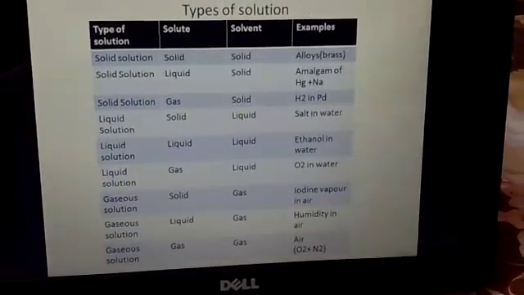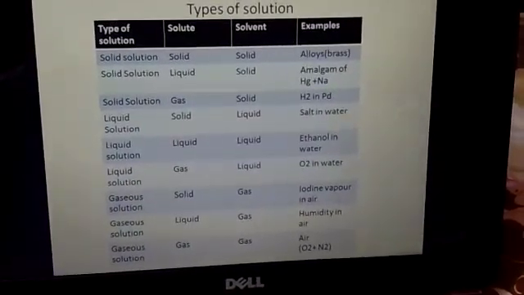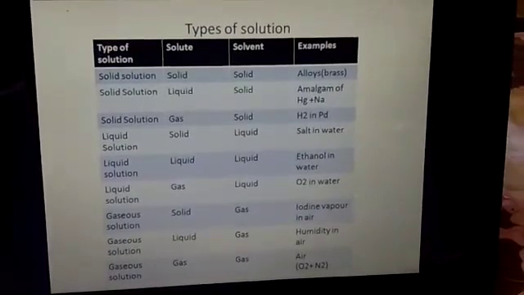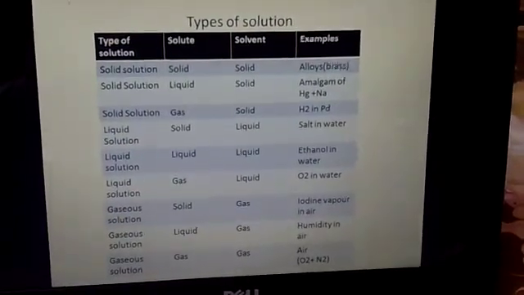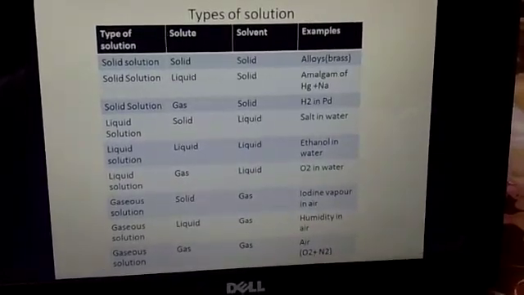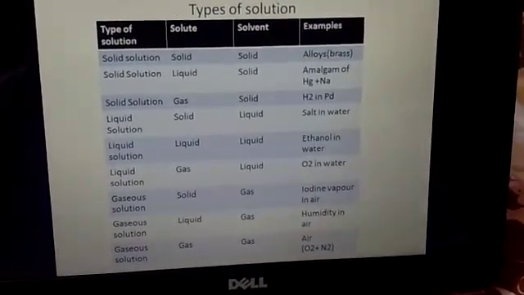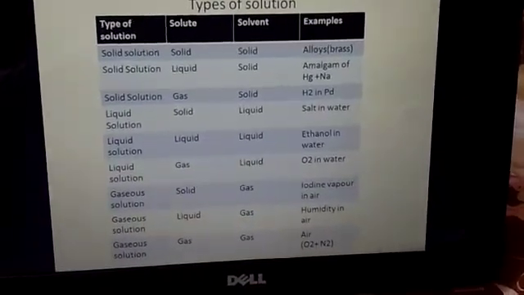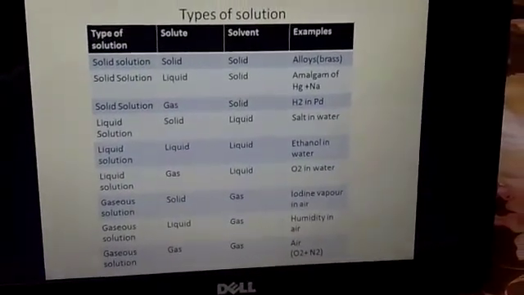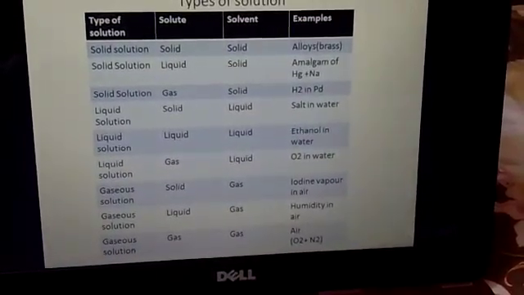Now, if the solvent is solid and the solute is liquid, then the type of solution is liquid in solid. Examples: hydrated salts, amalgam of mercury with sodium. When the solvent is solid and the solute is gas, the type of solution is gas in solid solution. Examples: dissolved gases in minerals, or hydrogen in palladium.